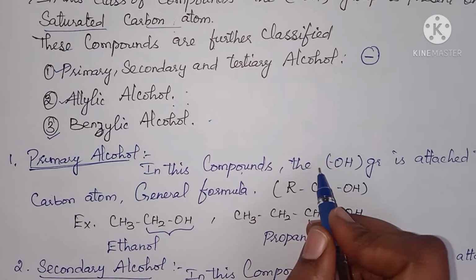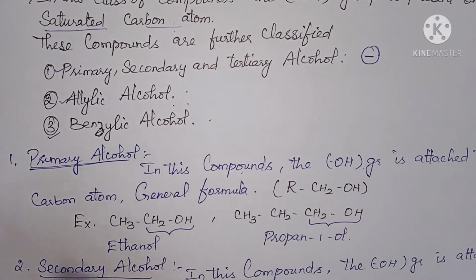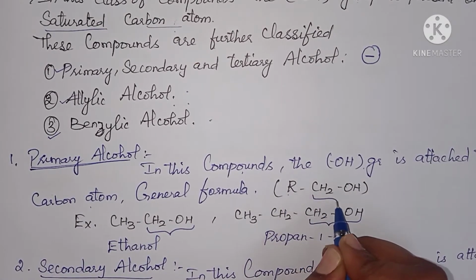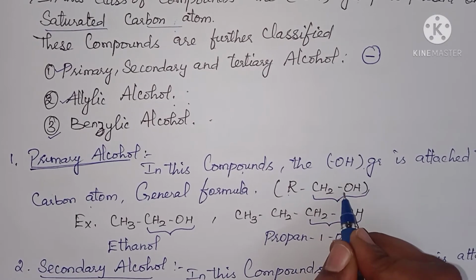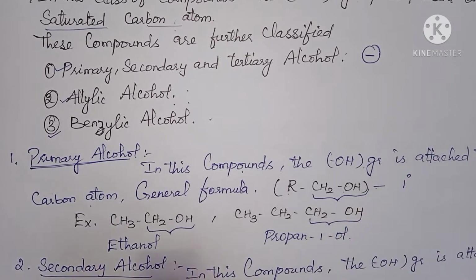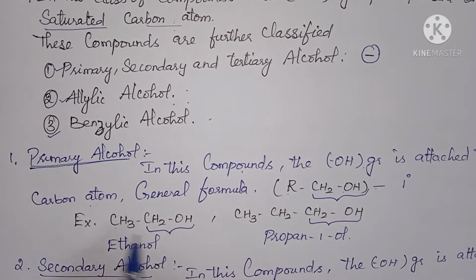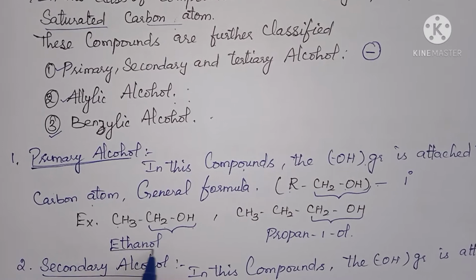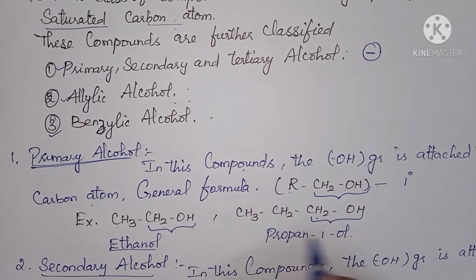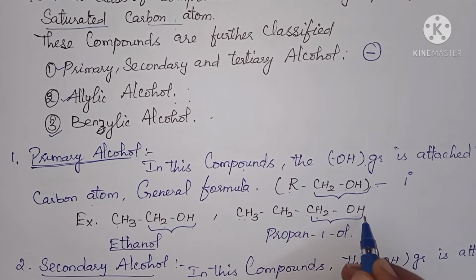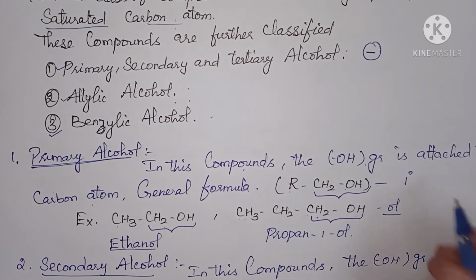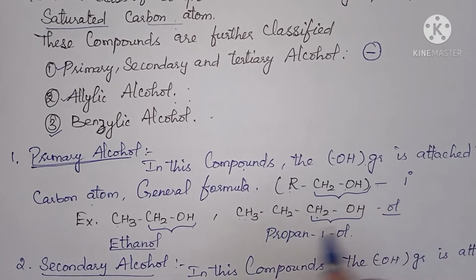In these compounds, the OH group is attached to the primary carbon atom. What is the general formula? R-CH2OH. So wherever CH2OH comes, it's a primary alcohol. Okay, now for example, ethanol CH3CH2OH. So this is called ethanol. Propanol, 3 carbons are there, no? So naturally it is propane, propanol. So 1, 2, 3. The last OH group is there. OH is called "ol". In aldehyde it is "al", in alcohol it's "ol", propan-ol.